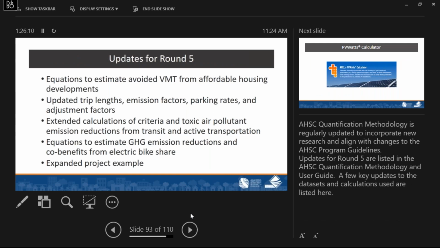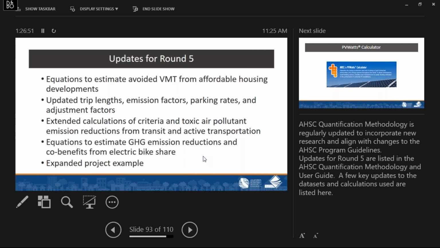The quantification methodology describes the updates that we made to the calculator tool for Round 5. CARB staff regularly review benefits calculator tools and quantification methodologies to incorporate new research and data and align with changes to the AHSC program guidelines. For Round 5, there are a few key changes. One of the main ones is that the benefits calculator tool now includes equations to estimate avoided vehicle miles traveled from affordable housing developments. CalEEMod is no longer used as an external tool as part of the quantification methodology.